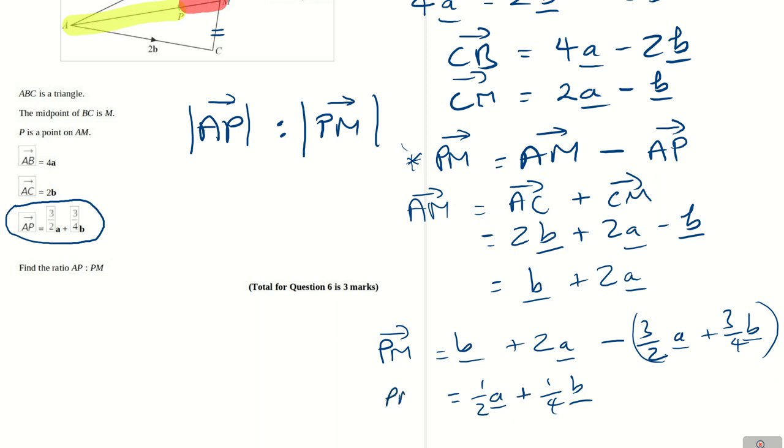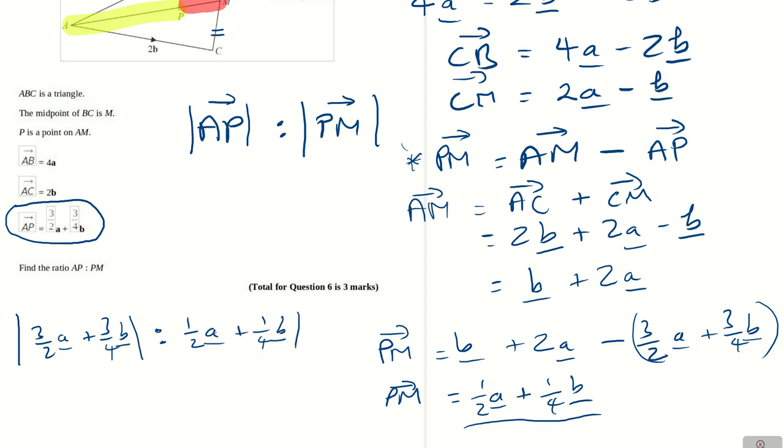So we've now got a vector for PM, and we're given the vector for AP. So the ratio which we need is going to be the modulus of AP, which is 3/4 A plus 3/4 B, modulus or magnitude, the size of the vector, the length of the vector, to the other one, which is the magnitude of 1/2 A plus 1/4 B.